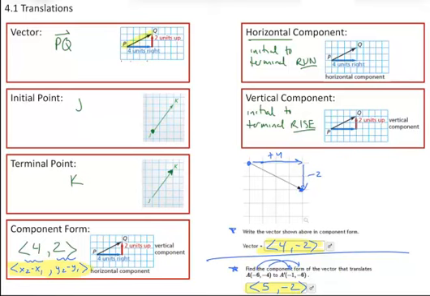For the most part, again, not going to emphasize this a ton, but that is when the textbook refers to this, that's what it's asking you to use, that component form with angle brackets.